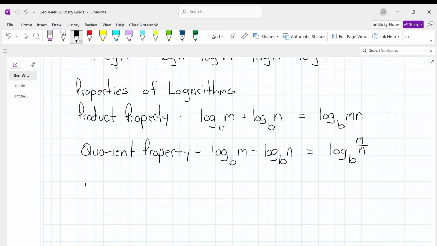And finally, the power property. States that if we have a number in front of the word log, n log b of m can be rewritten as an exponent, log b of m, and we just raise it to the nth power.